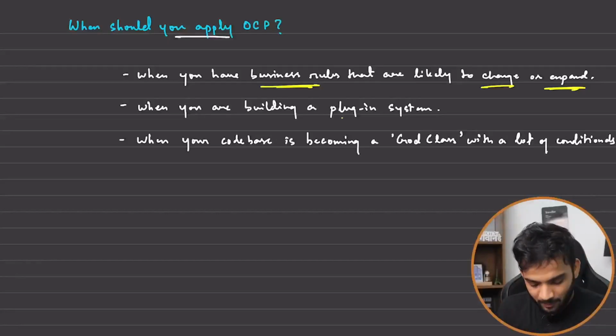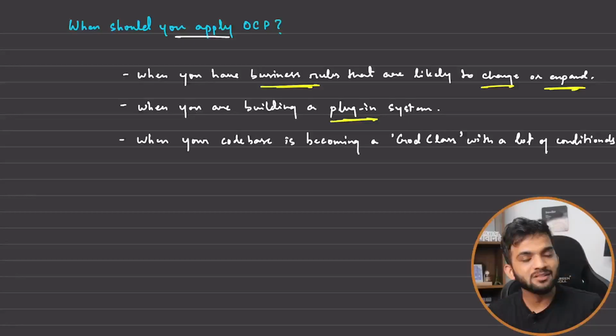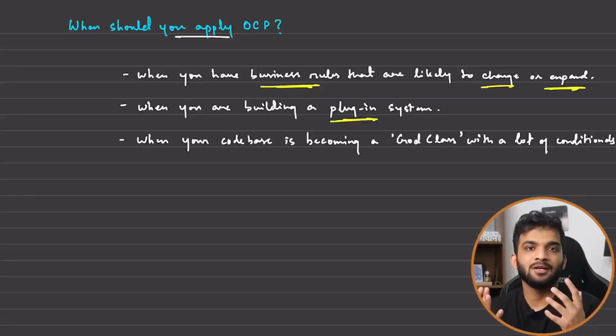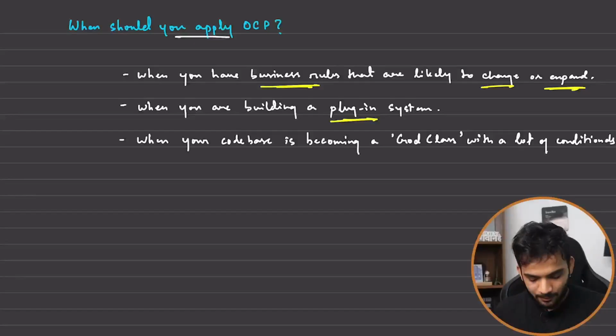Perfect. When you're building a plugin system, now what does a plugin system mean? So I'll give you a classic example. We have AWS, which is giving you web services. At the same time, we have GCP.